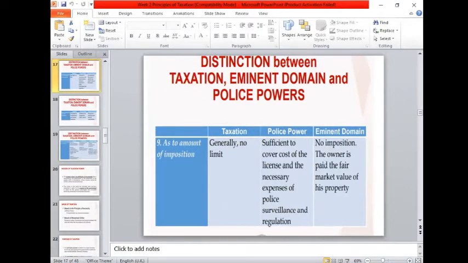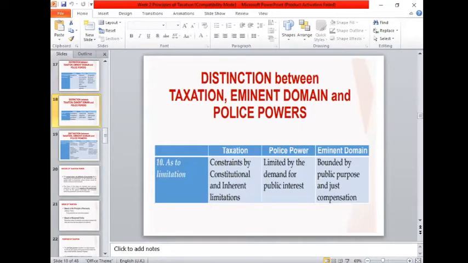As to the amount of imposition, taxation power has no limit, but for the police power, the limitation is what is sufficient to cover the cost of the license and the necessary expenses of police surveillance and regulation. And for eminent domain, there will be no imposition. The owner is paid the fair market value of his property.